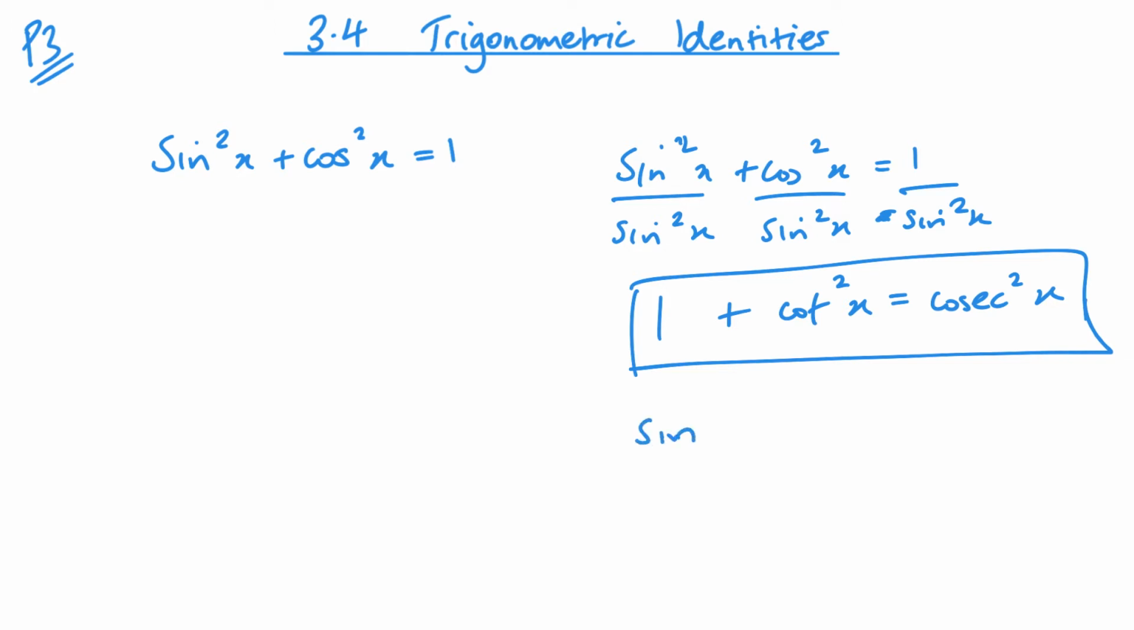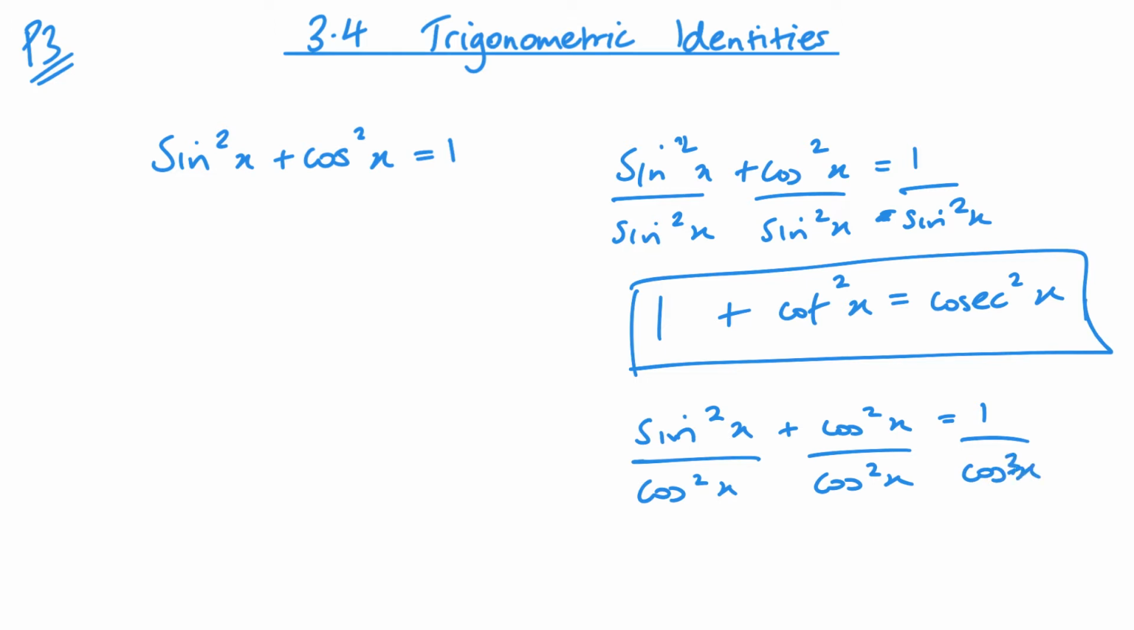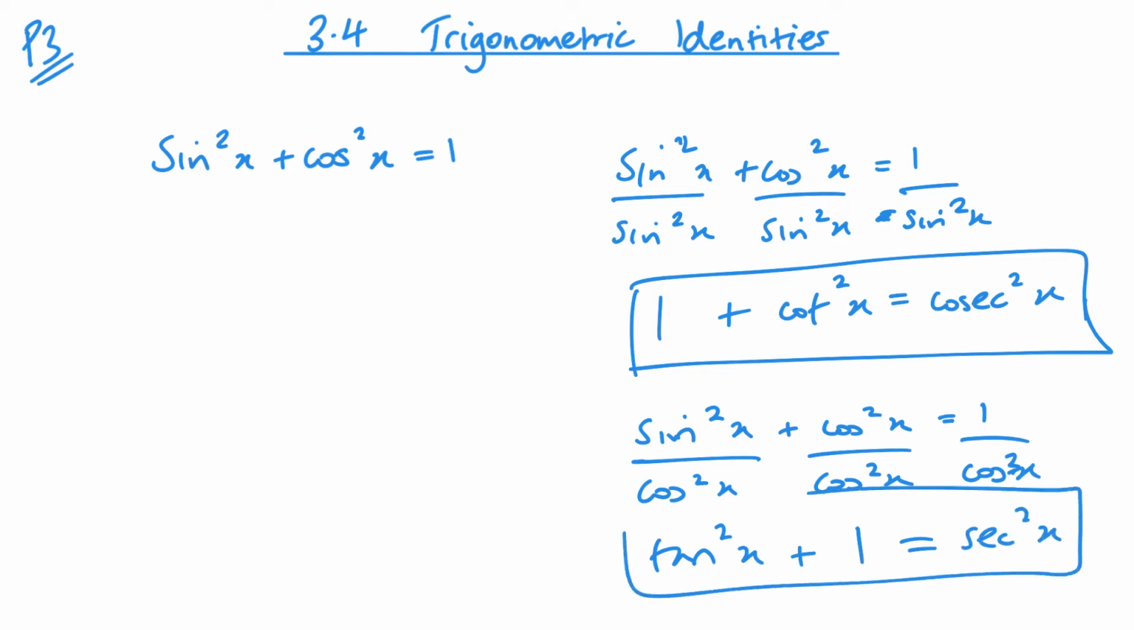And again, if I start from my original sine squared plus cos squared equals 1, and this time divide through by cos squared, then I get sine squared over cos squared is tan squared x, plus 1 for cos squared over cos squared, and then sec squared x for 1 over cos squared. That gives me my third identity there. So now we've got these three identities to use.